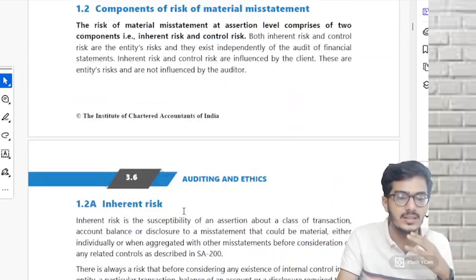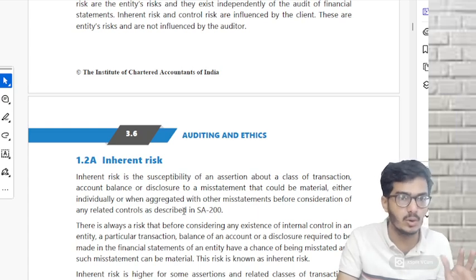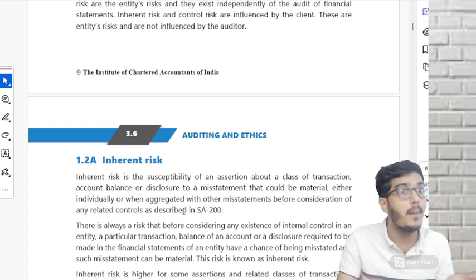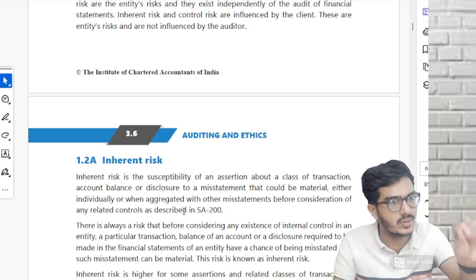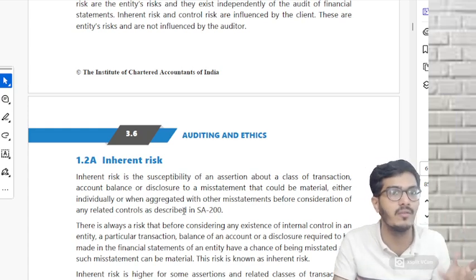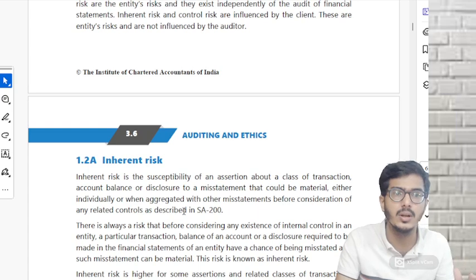Coming back to inherent risk, I'll make it very simple. Few items in balance sheet or P&L, even before considering any controls. What controls? Internal control system. Even before considering those controls, there is a good chance that those items will have misstatements. Why? Because of the nature of that item. Take related parties. I told you, the easiest and the highest way of doing fraud is through related party.